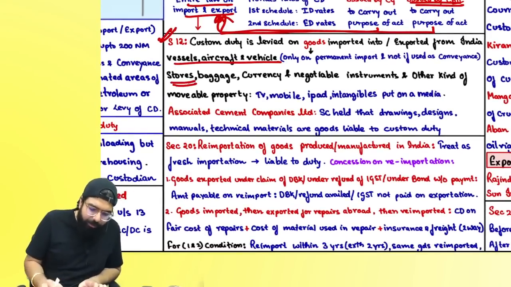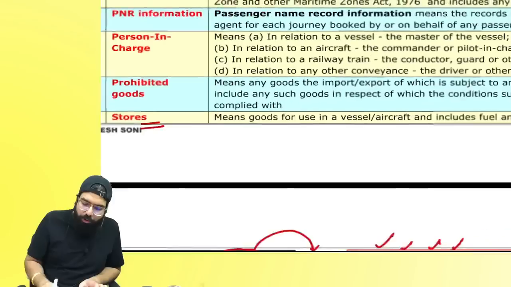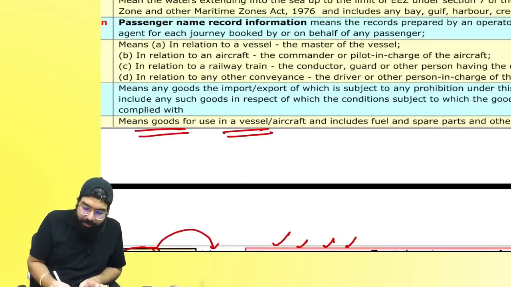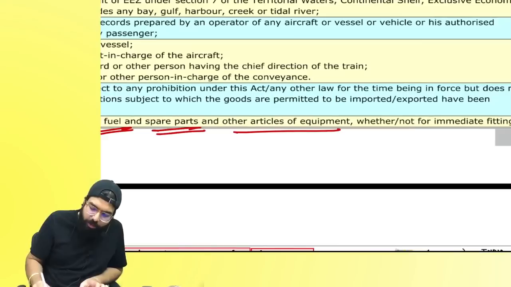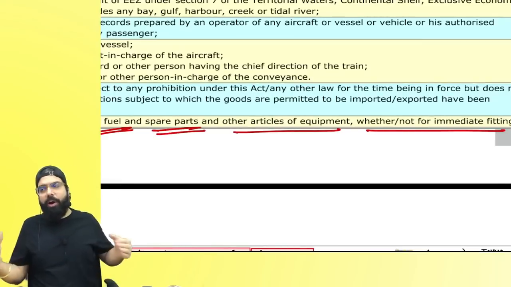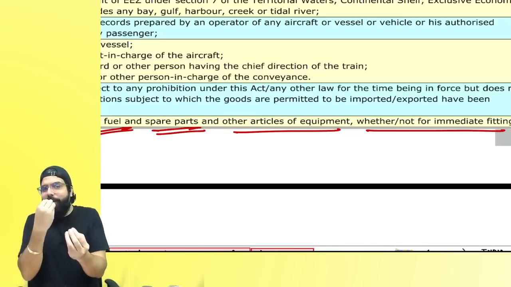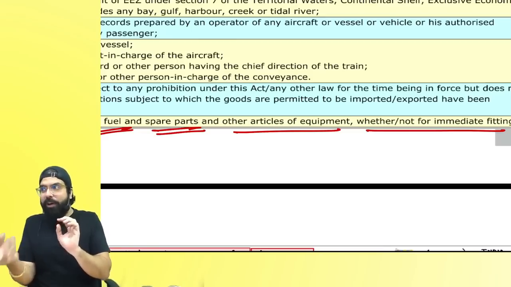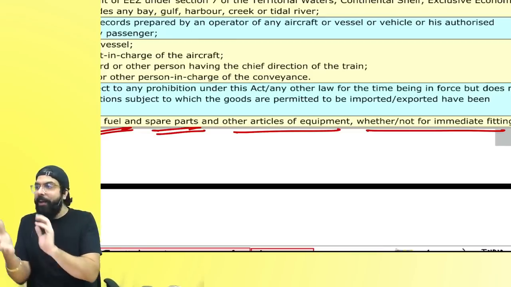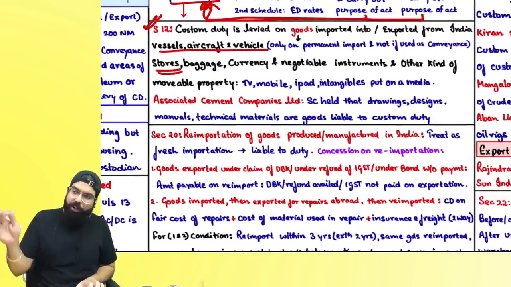Then, sir, custom duty is also levied on goods, and goods includes what? Stores. What do you mean by stores? Stores means those goods which are used by vessel or aircraft, and it includes fuel, spare parts, and any other equipment, whether for immediate fitting or not. Everyone over here, stores means basically the food which is used by human beings, life jackets, etc. And for the ship, whatever fuel and spare parts are there, those are known as stores. And whenever you are importing, stores are also goods.